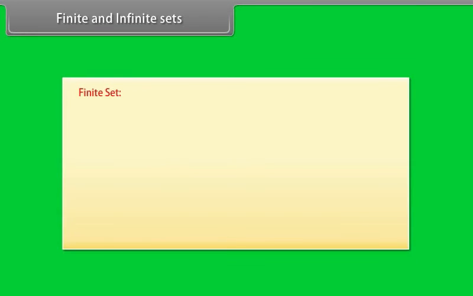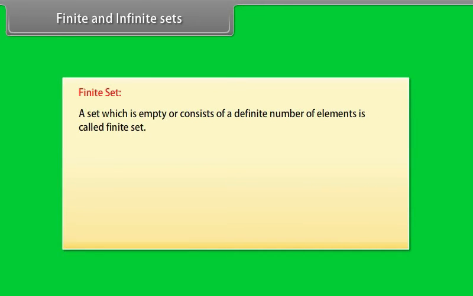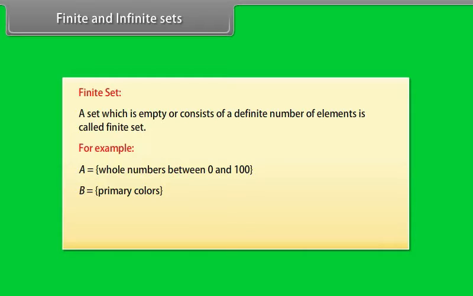Finite and infinite sets. Finite set. A set which is empty or consists of a definite number of elements is called finite set. For example, A = whole numbers between 0 and 100, B = primary colors, C = prime numbers less than 12 are the finite sets.